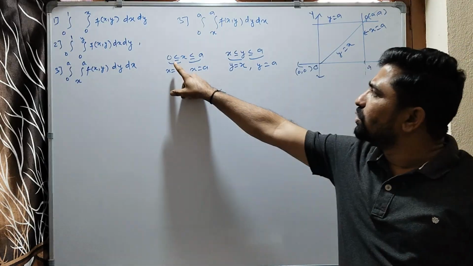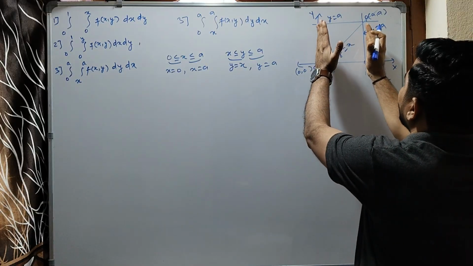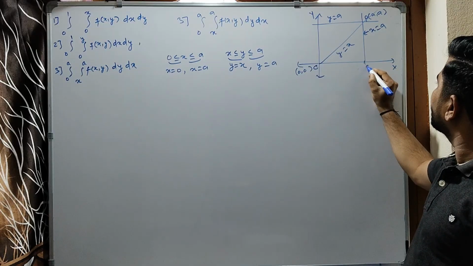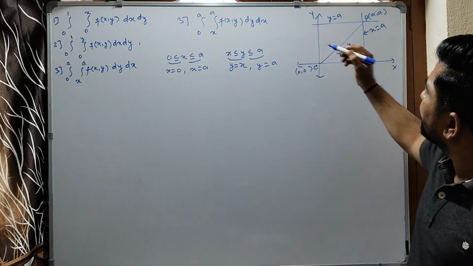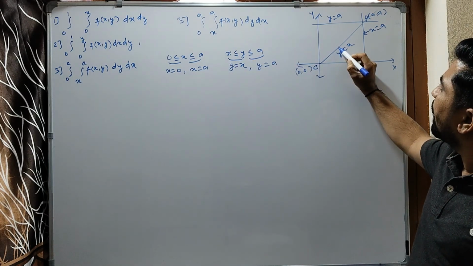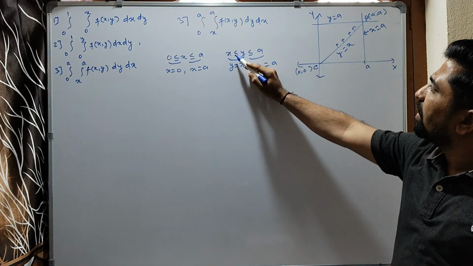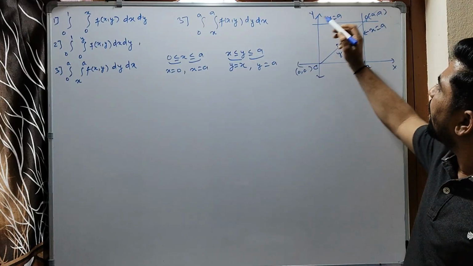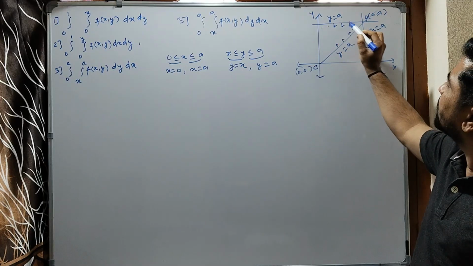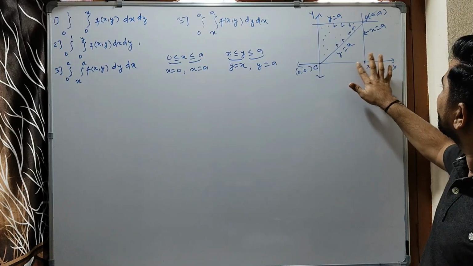Here just observe one thing: x takes all the values from 0 to a, from the y axis up to the line x equals a. Now this is my line y equals x, but y is greater than or equal to x, so y takes all the values greater than or equal to x, up to a. So x is less than or equal to y, and y reaches up to a, meaning all these points. So the region of my integration is this triangle.